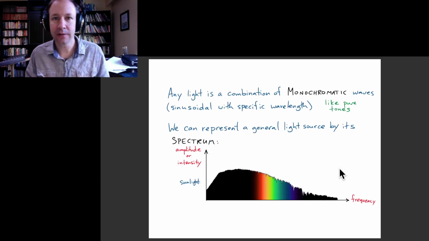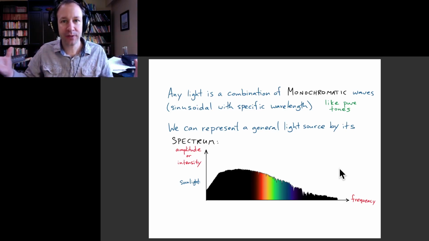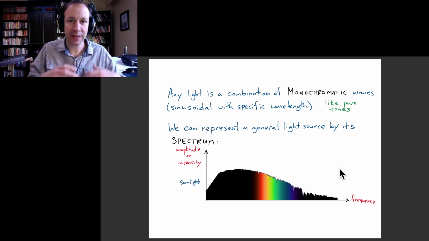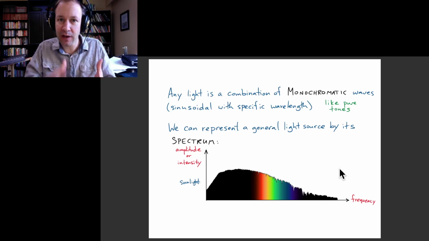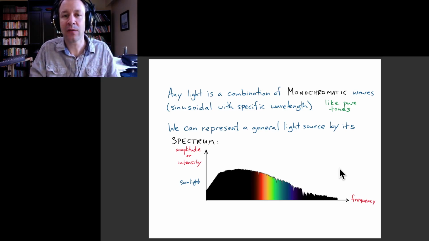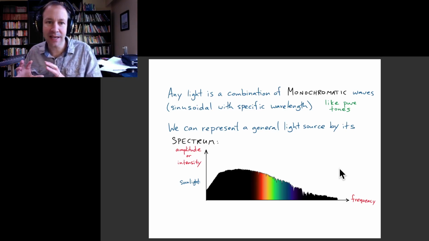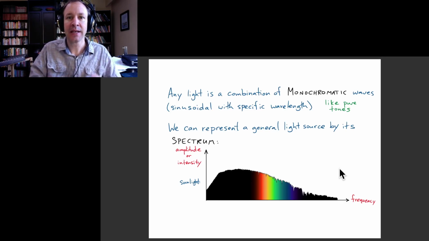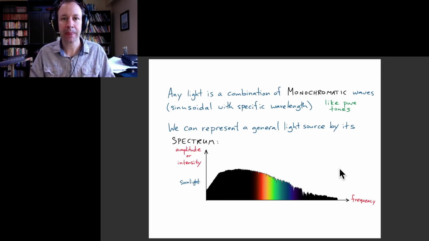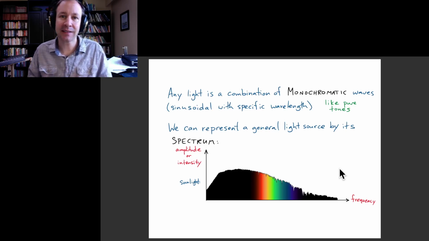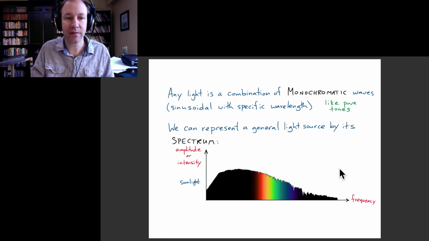And so just like sound, if you consider general sources of light, then the superposition principle applies. We can think of these general sources of light as superpositions or combinations of light waves with specific wavelengths or specific frequencies. So in the case of sound, this was the idea that any sound can be built up from pure tones with specific frequencies. When we're talking about light, the analog of a pure tone is what we'd call a monochromatic wave, so a single color of the rainbow.